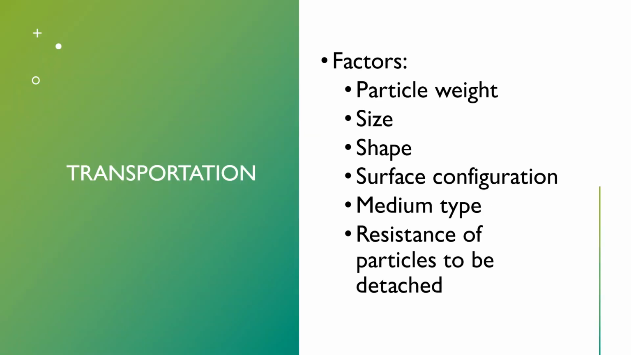Okay, now we move on to transportation. There are several factors that affect the transportation of particles, and it includes the particle weight, size, shape, surface configuration, medium type, resistance of particles to be detached due to cohesive bonds between particles, and other factors that are environmental in nature. For wind, transport velocity can be affected by variation in spatial heating and cooling, which create a pressure gradient.